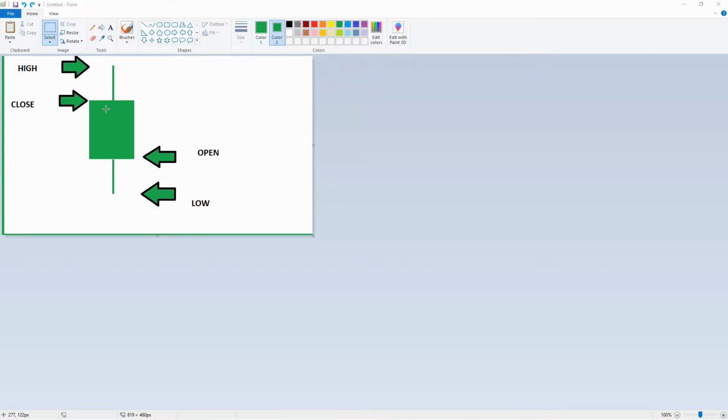Okay, and these lines pointing out, these are referred to as the wicks. Or some people call them tails or shadows. I call them wicks. I think candlesticks and wicks just makes sense. So you have candlesticks. The wicks will tell you the low of the candlestick and the high of the candlestick. Okay, so let's refer to this candlestick as, let's say we're looking at a 5-minute time frame.